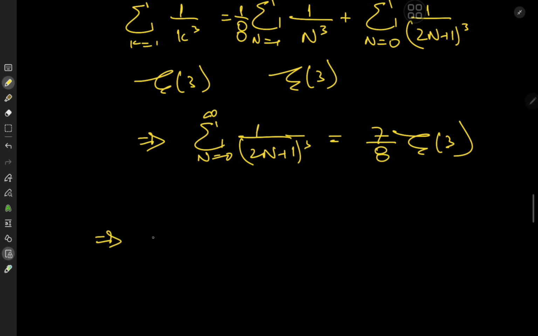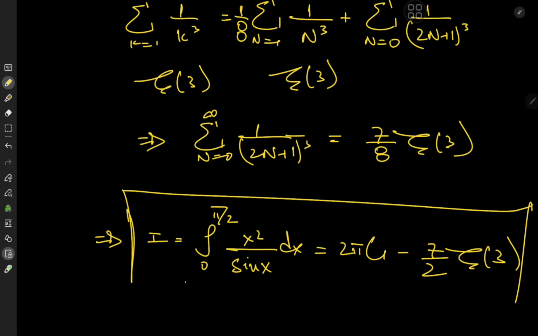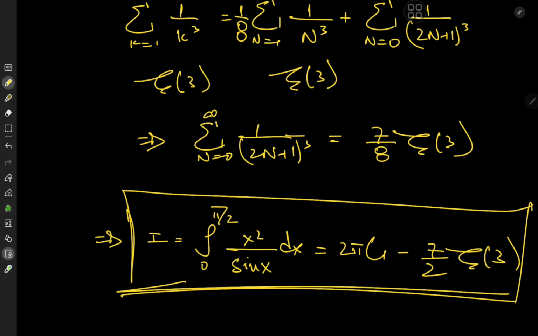So this implies that I, which was defined as the integral from 0 to pi over 2, terribly sorry about that, of x squared over sine x dx, equals 2 pi times Catalan's constant minus 7/2 of Apéry's constant. Absolutely beautiful. I am exhausted.